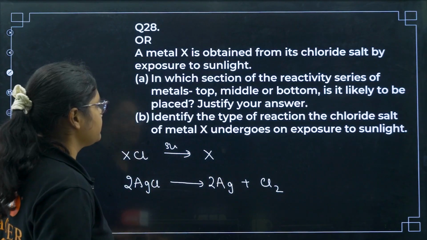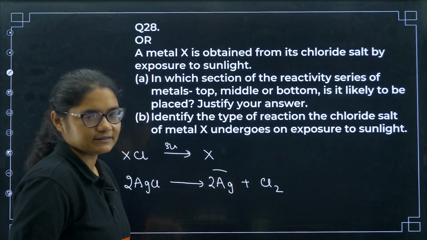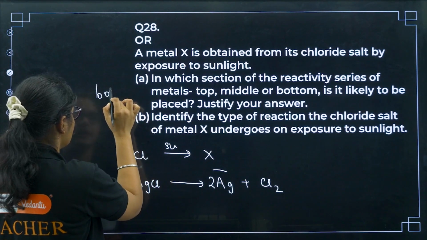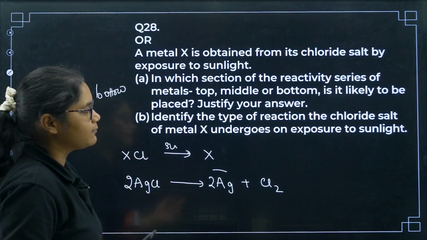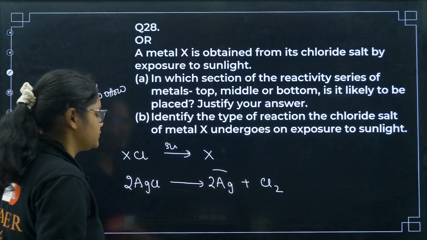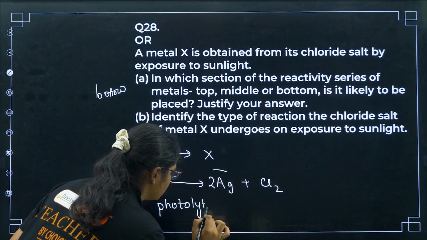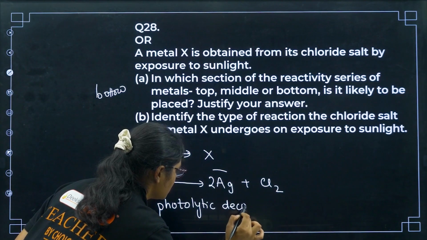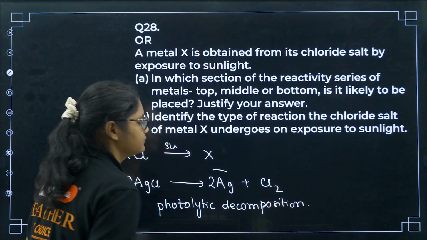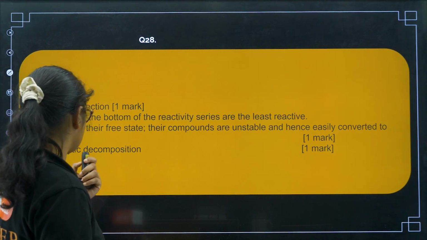Now what is the question? Where it is in the series. Silver is a low reactivity metal, so it will be at the bottom of the series. Next, what type of reaction is this one? One single compound is breaking to give you two products. So it is decomposition. What type of decomposition? Using light, so we call it photolytic decomposition. Clear? Yes.